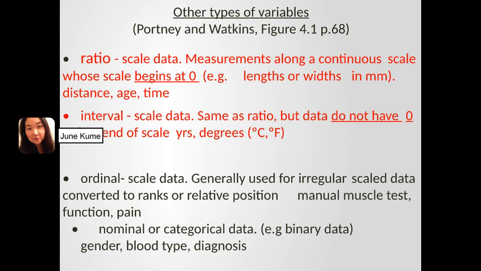Ratio or interval scale data are simply those measurements which fall along a continuous scale. Ratio has a true zero, whereas interval does not. More information can be found in Portney and Watkins.